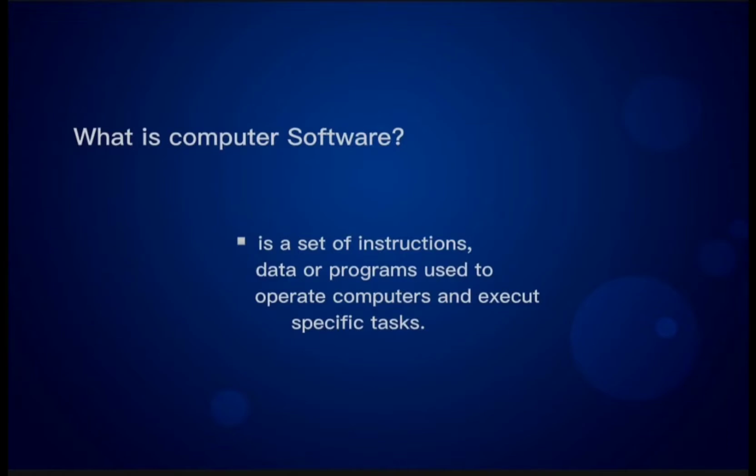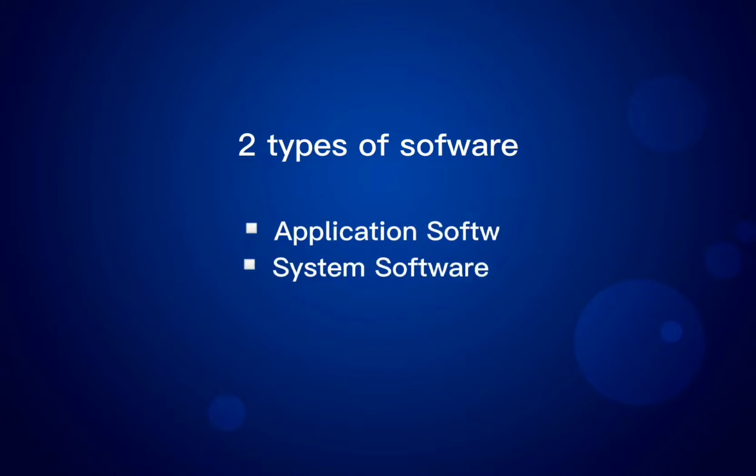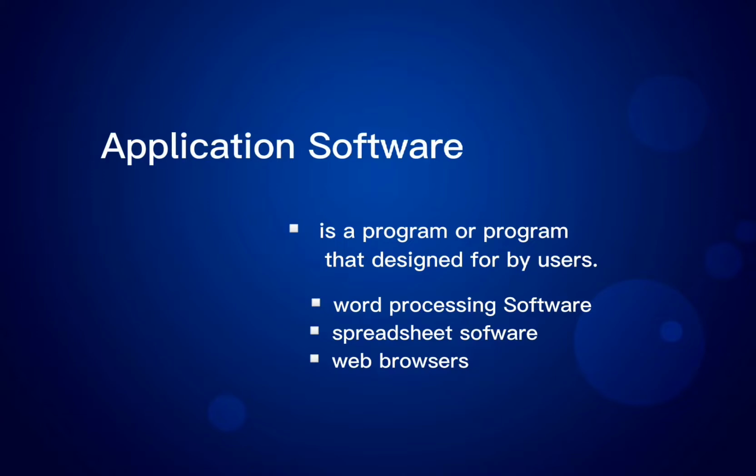So, merong dalawang types ang software. Andyan ang application software at system software. Application software, in short, ito ay isang app or application. Is a program that is designed for users. Application software is used by users to perform specific tasks. For example, ay ang word processing software, spreadsheet software, and web browsers.